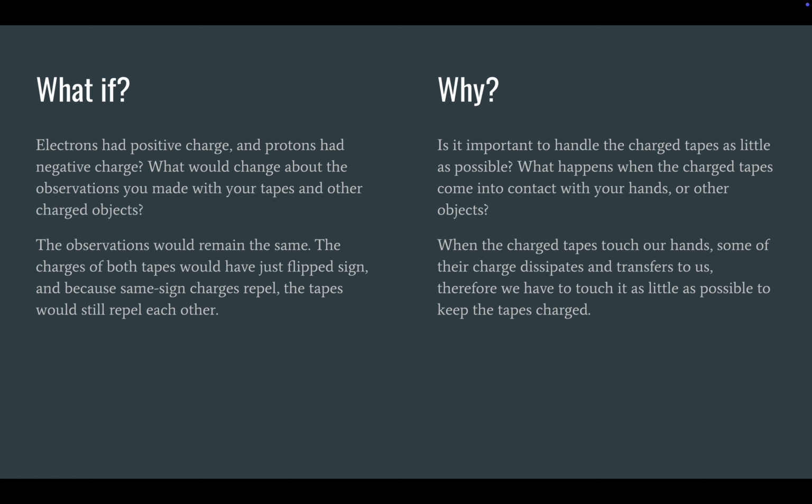So what if electrons had positive charge and protons had negative charge? What would change about the observations you made with your tapes and other charged objects? The observations would still remain the same. The charges of both tapes would have just been flipped in sign, and because same sign charges repel, the tapes would still repel each other.